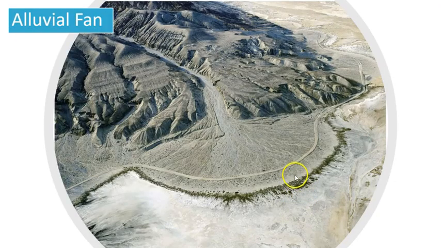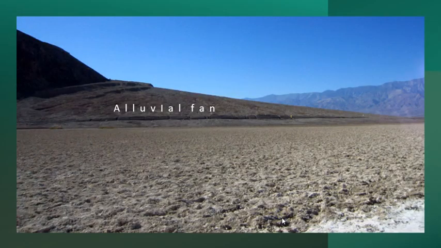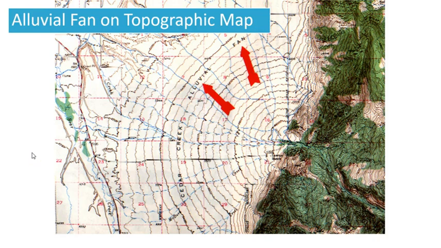Here's an aerial view of an alluvial fan. Note the straight channel stream and the fan-shaped pile of alluvium at the base of the mountains. This is a profile or cross-section view of the alluvial fan in the previous slide. On a topographic map, alluvial fans are easily recognizable based on their shape, slope, and position relative to the mountain front.